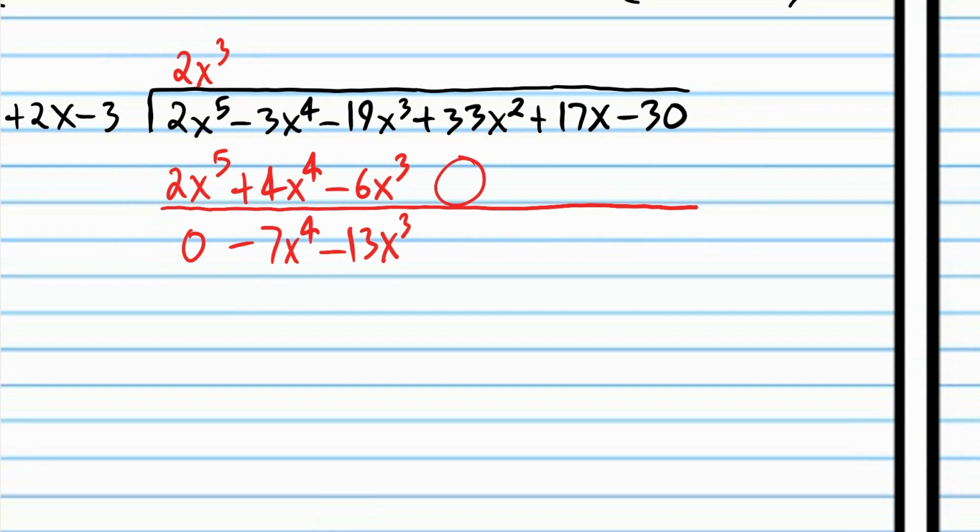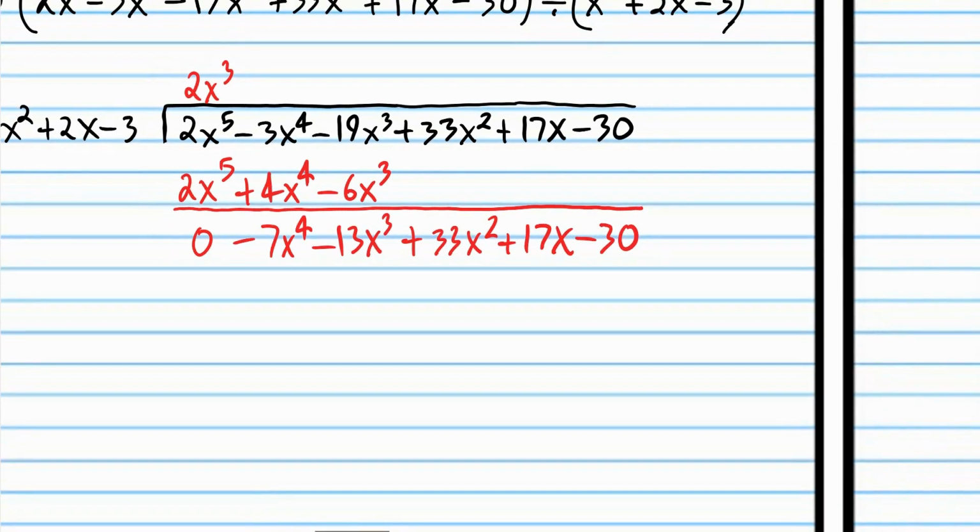And notice that there are no terms here. So we're just going to pretend that those are 0. They are 0, and we're going to subtract from 33. So 33x squared minus nothing is 33x squared. And 17x minus nothing is 17x, and so on and so forth. Now, notice this 0 over here. That's kind of distracting, and we don't really need it, so we can just get rid of that.